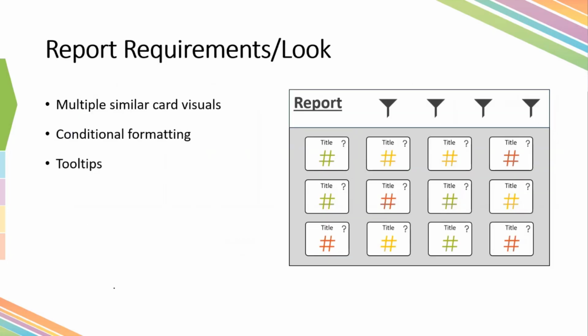And then the report was supposed to look something like this. So of course, a couple of slices, etc. But mainly, as you can see here, a repetition of card visuals that contain the title of the KPI, the value, and a question mark on the top right. That was at least my idea on how to implement it.